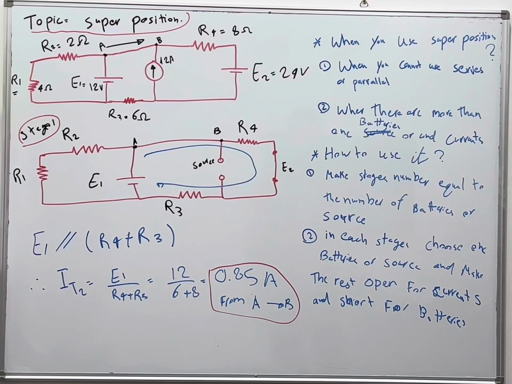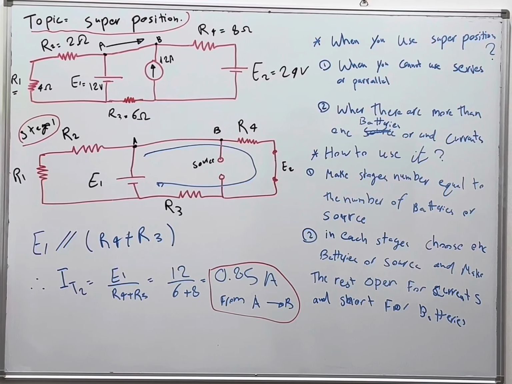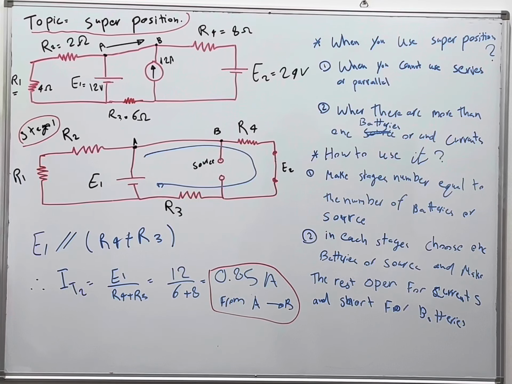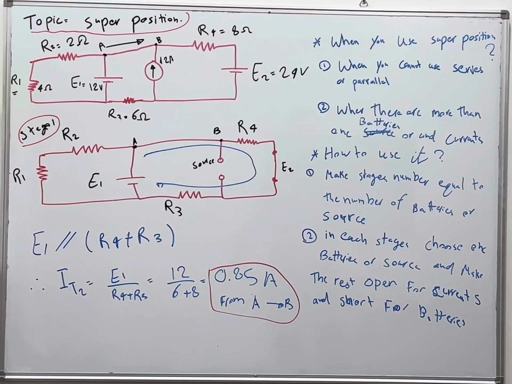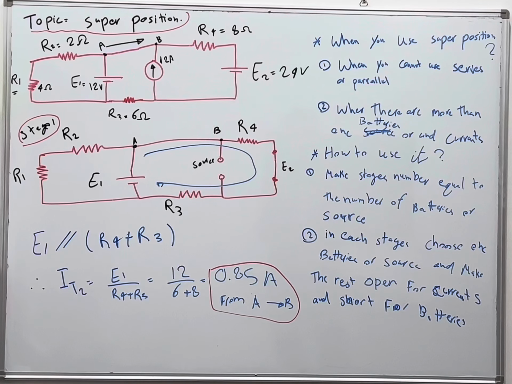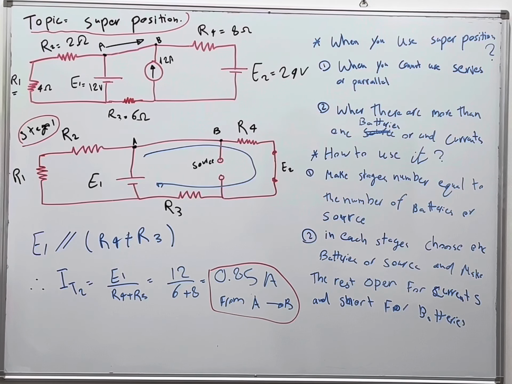Also sometimes you have two current sources and one battery, so you can use superposition. You may have three current sources with two batteries, and so on, but not only one source. If you have only one source or one battery, it's easier to use series-parallel circuits.